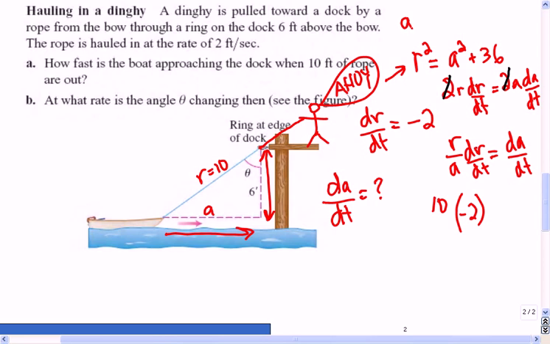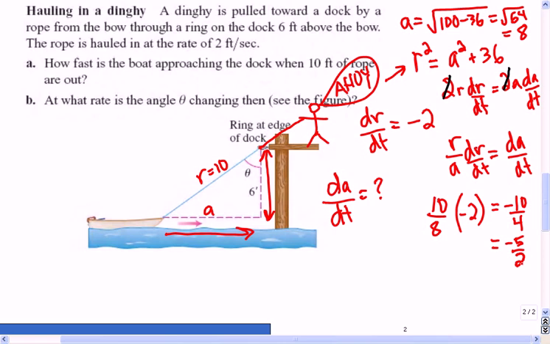So a equals the square root of 100 minus 36. That's square root 64, which of course is 8. So that'll be negative 10 over 4. We could also shrink it one more: negative 5 over 2, which is negative 2.5.